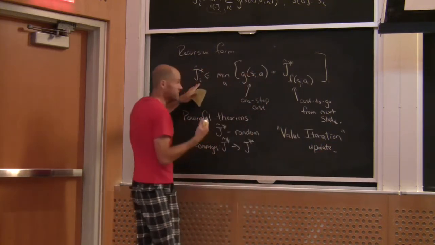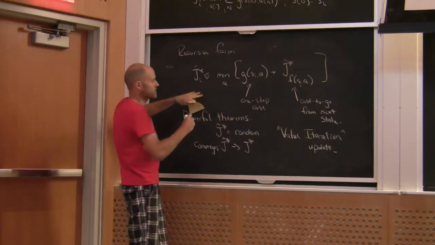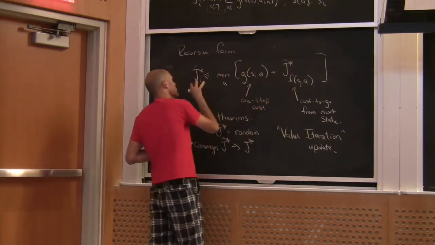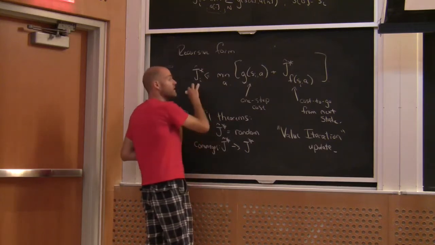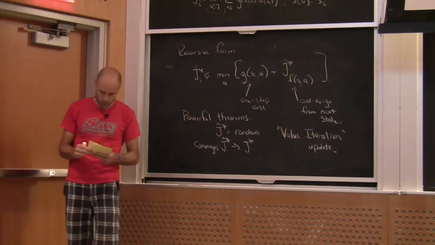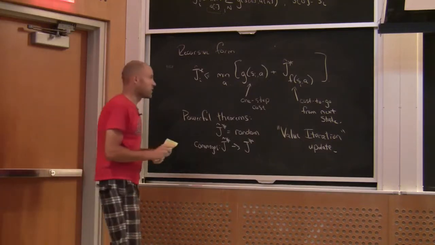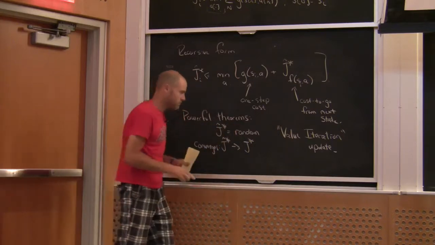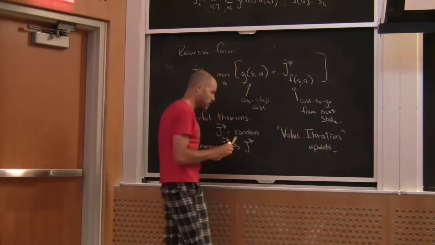Where J is my value function or cost-to-go function, and I'm just going to iterate, using the old value function, putting it in the new, and updating my new value function. Okay, it's called value iteration. Typically, it's for infinite horizon costs, but even then it is okay.